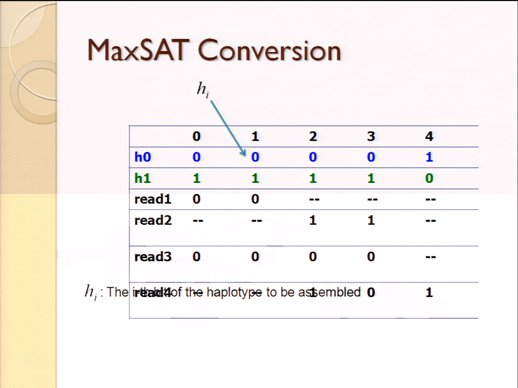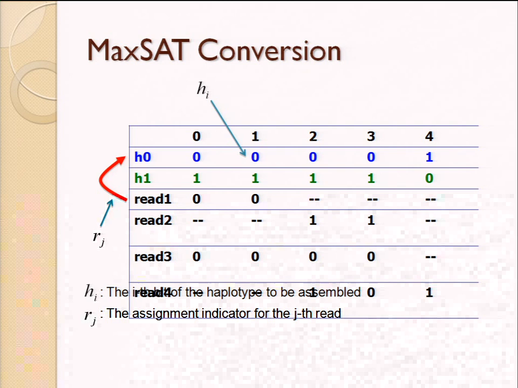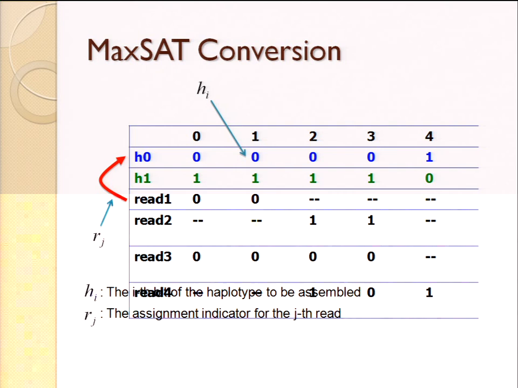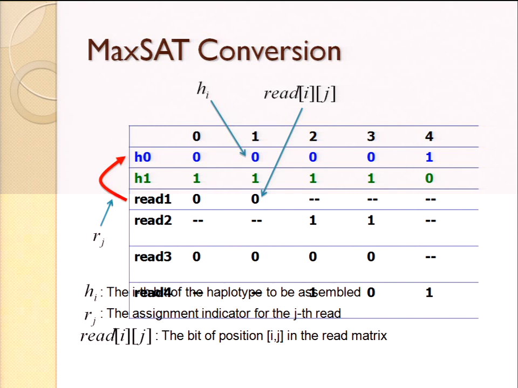To convert to the MAX-SAT problem, we first define the variables: we define H_i as the i-th bit of the haplotype to be a symbol. And we define a variable for the assignment: we assign this read to the haplotype or not. If true, the read is claimed to come from the haplotype. And also remember, we only try to recover one haplotype.